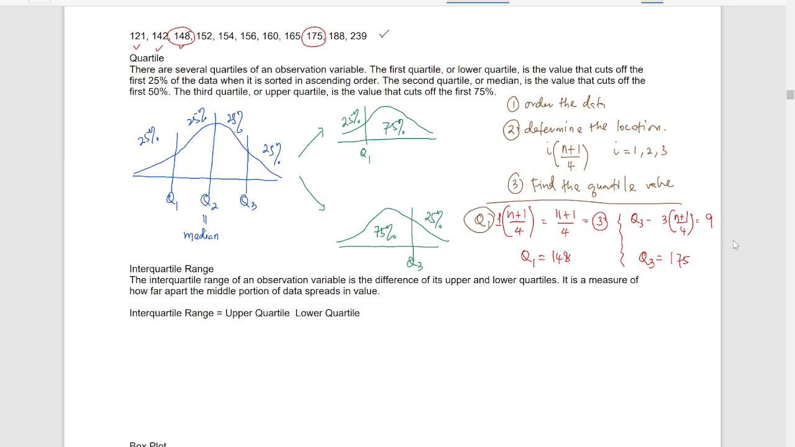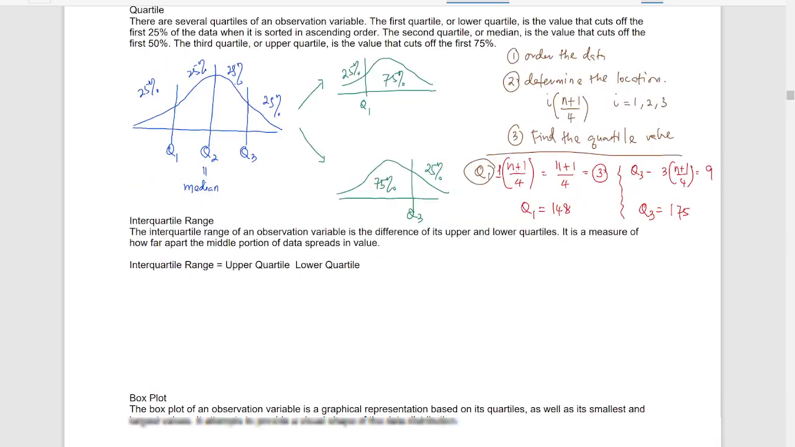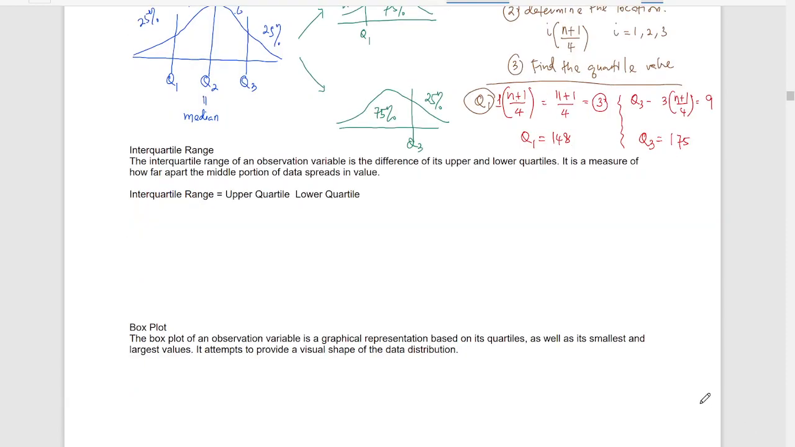Alright, so the next thing we are going to look at is what is meant by interquartile range. Just now we only had range, but now we have interquartile range. So what is the interquartile range? The interquartile range is simply the upper quartile minus the lower quartile.